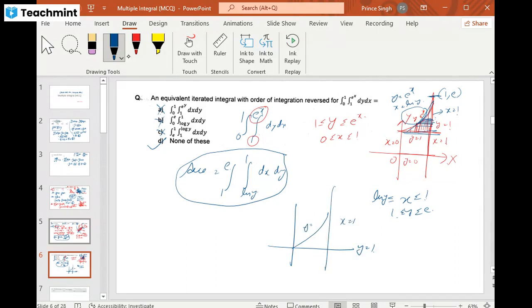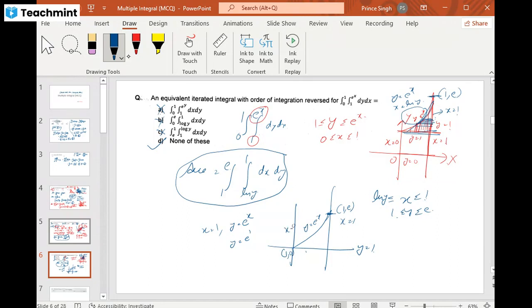And this is the curve y equal to e power x. So the intersection of the line, because when x equal to 1, y equal to e raised to the power x, so it means y equal to e power 1. So the point of intersection is (1, e), and here this is y equal to 1, and this is the point (1, 0), because this is a line x equal to 0.